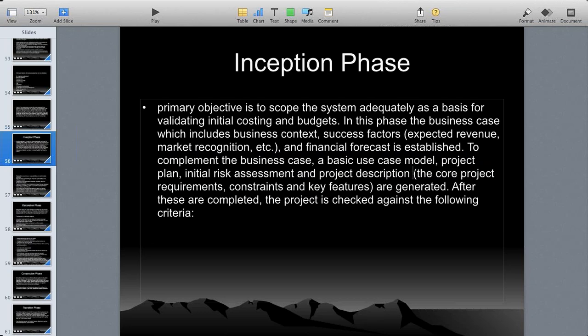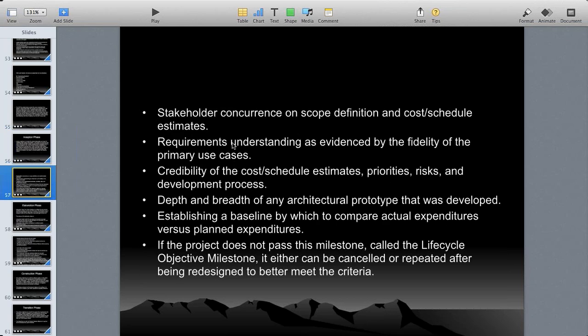Who will do all this? Project description, risk management: the project manager, right? The core project requirements, constraints, and key features are generated. After these are completed, the project is checked against the following criteria. These are like checklists. Stakeholder concurrence on scope definition and cost estimates. Did you discuss it? Did they accept it?